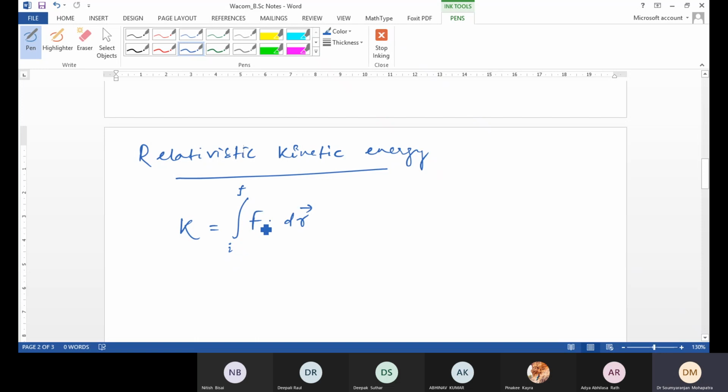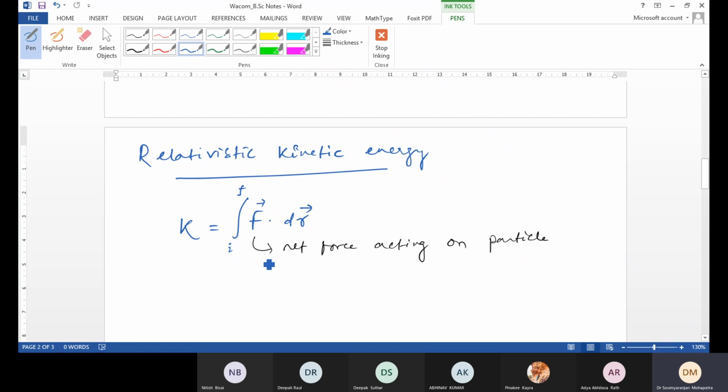Okay, and what is your F here? This F is your net force acting on the particle. Okay, and I and F are the initial and final states. That means initially the speed is 0, and finally you have to find some final value, some finite value is there.